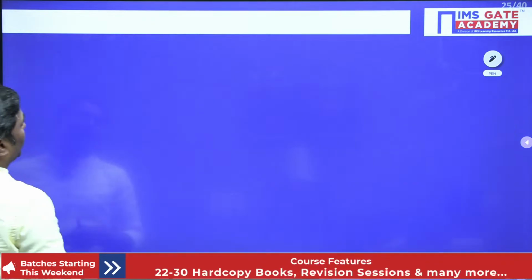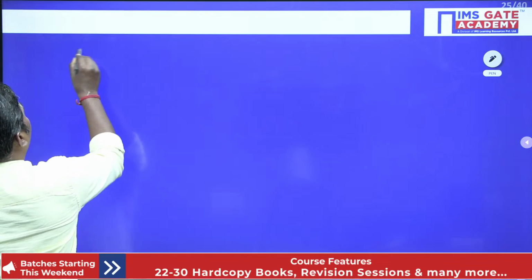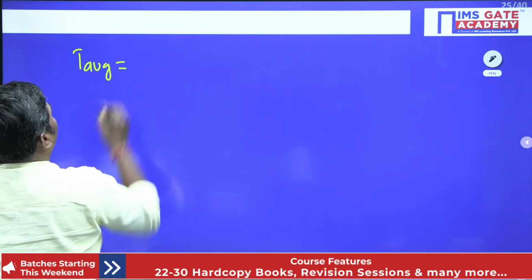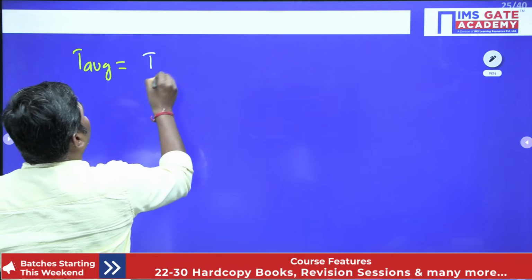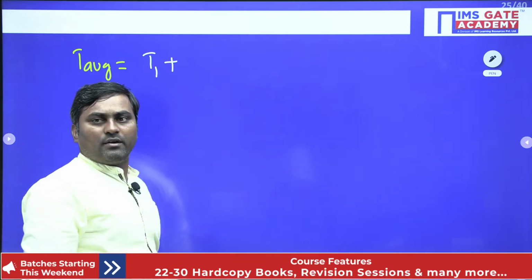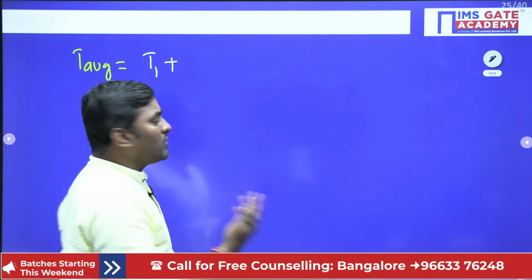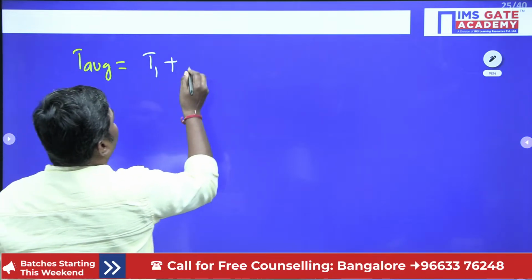This also I can rewrite. So T average equals T1. T1 is compulsory because whether it is a miss or hit, you have to search in level 1, right? If it is a level 1 hit, only T1 is required. Other extra what?